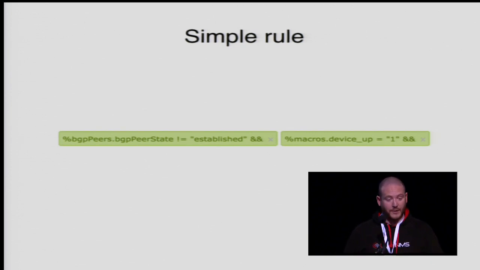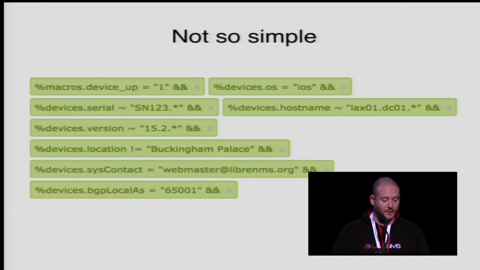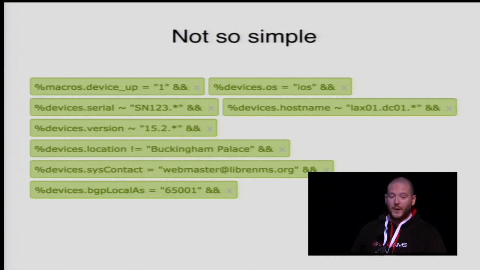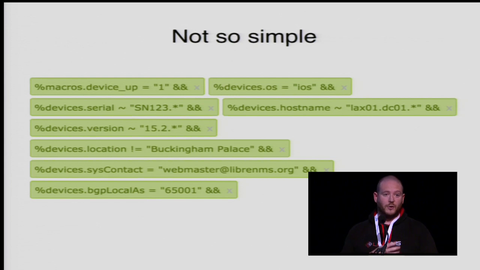You can get a bit more complicated and still do this in the web interface. This is obviously a completely made-up example, but it does show you a bit of the flexibility that the alert rule generator can do. You can do specific matches, wildcard, negative matches, etc. So we're looking for a device here that's not in Buckingham Palace in the UK. Whether we'll find one or not, who knows?